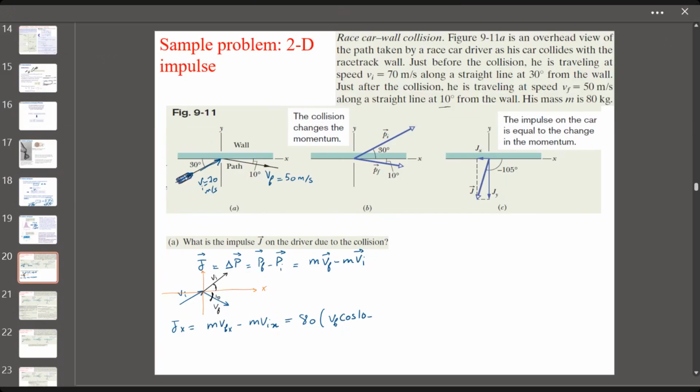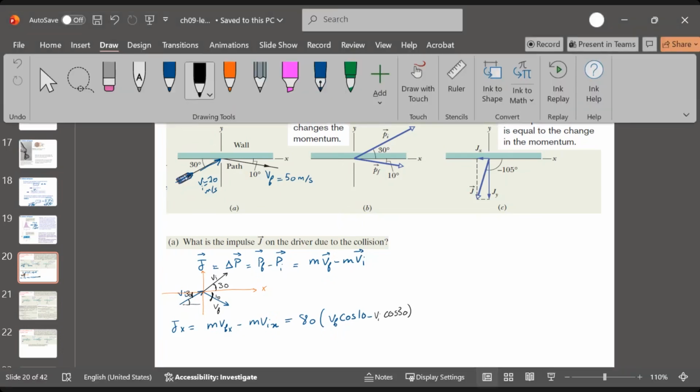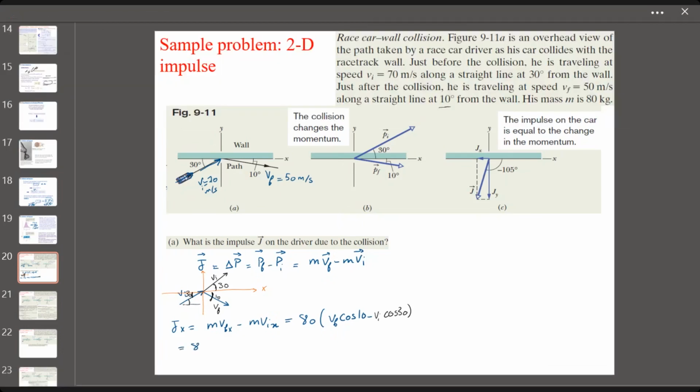And now let's look at the angle. The angle I was given was this one. This is given to be 30. Well, this is equal to this one because they are alternate interior angles, so it's okay. I'll just write v initial cosine 30 here. The rest is just calculation. So I'll put 80 into 50 cosine 10 minus 70 cosine 30. And now I'll do the calculations.